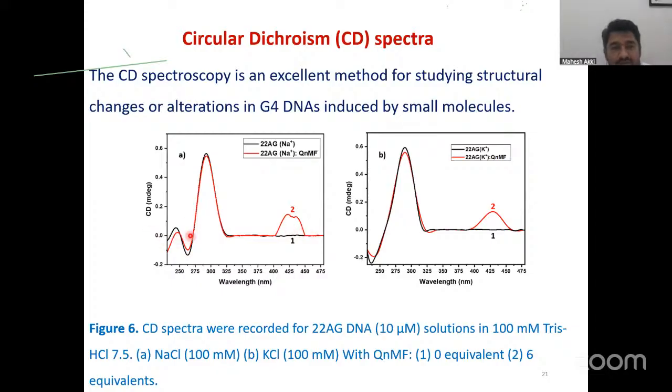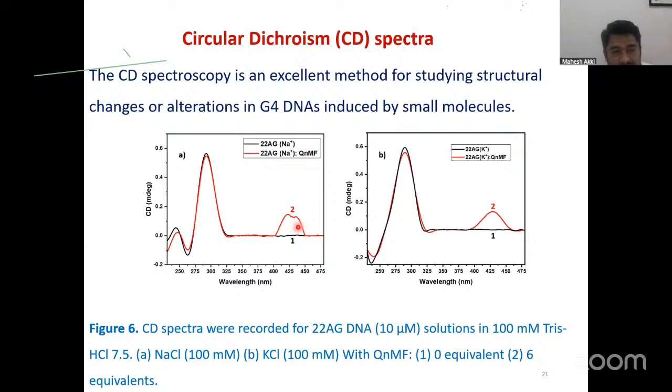Here there are two curves. The black curve is the spectrum taken with only 22AG, and after that the probe QNMF was added to the 22AG G-quadruplex and the reading was taken. Here the peak at around 400 to 425 nanometers remains unchanged, which suggests that the probe is binding to the antiparallel G-quadruplex sequence.